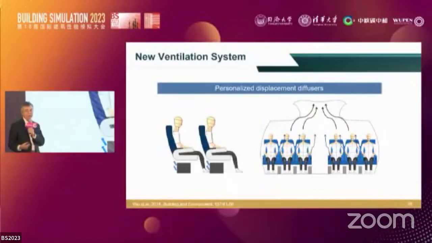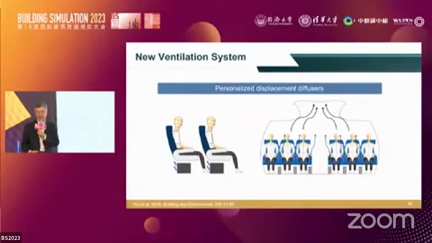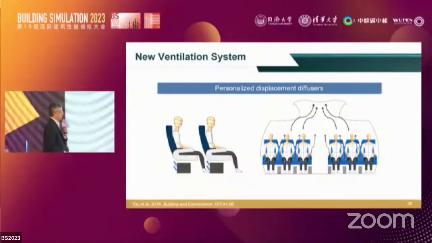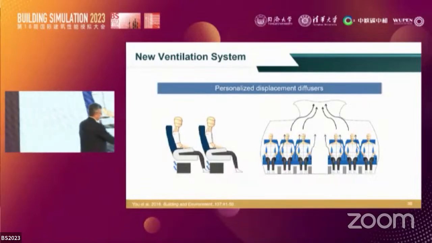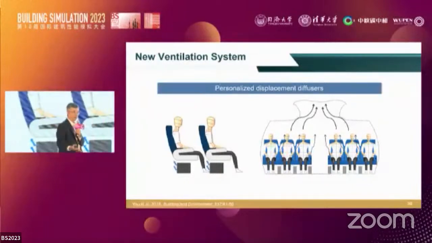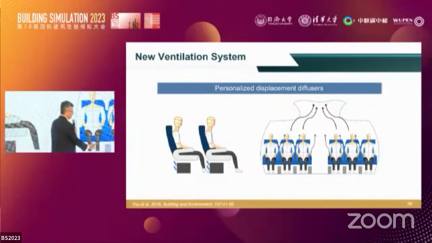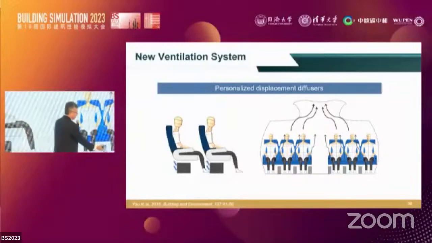Okay, now you have a problem. Can you solve the problem? Now I wanted to see how we could solve it. So we tried to develop a new type of ventilation system. Put the ventilator in front of your seat, but not exactly in front of the seat, because all of you know that your leg room is very important. You want to put your legs in front of the seat. So we put the diffuser somewhere in between.